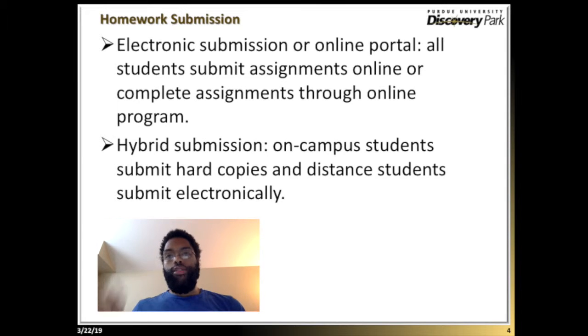As far as homework goes, usually there are only two ways it's done. It's either electronically submitted for everybody, so everybody, if it's written homework, they scan it and send it as a PDF to the instructor or the TA or whoever through email or through something like Blackboard. Or it could be a hybrid submission. I've seen this too, where only the distance learning people submit it electronically in the ways I just discussed, but the on-campus students still submit hard copies. I don't think there are really too many pros and cons. It's just a really personal preference.